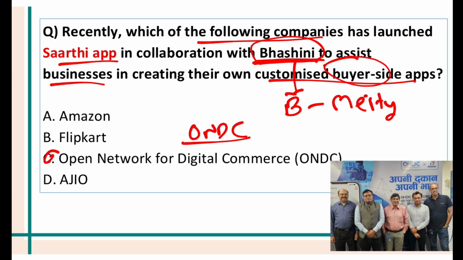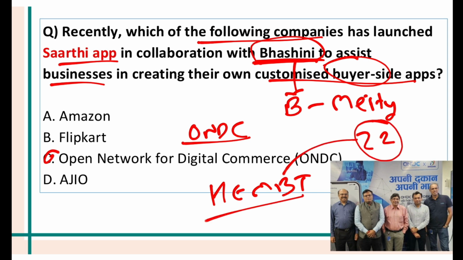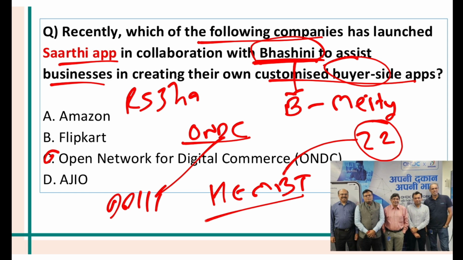So the answer is ONDC. ONDC has given a facility. It has launched a mobile app called Sarthi, and normal businesses can use this app to create their own customized app. So initially it is supporting 5 languages: Hindi, English, Marathi, Bangla and Tamil. But later on it will be scaled to all the 22 languages which are in the 8th schedule of the Constitution of India. And Bhashini is an artificial intelligence powered language translation platform. ONDC was launched by the DPIIT Ministry of Commerce in 2021. Recently, R.S. Sharma has become the non-executive chairperson of ONDC.